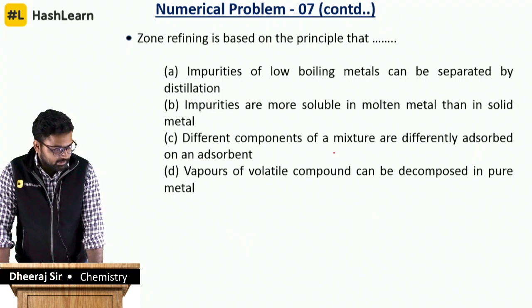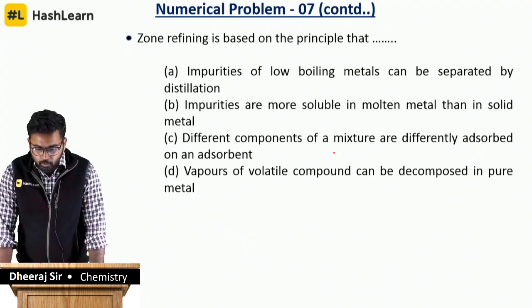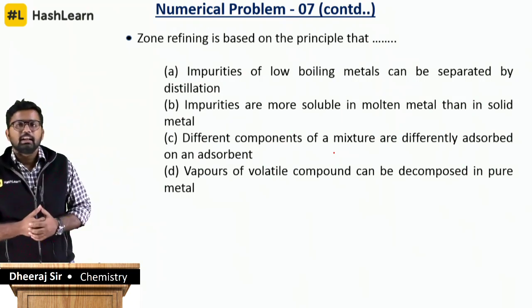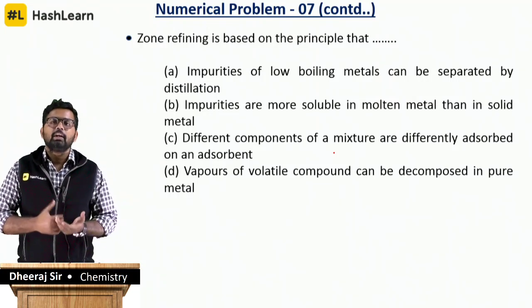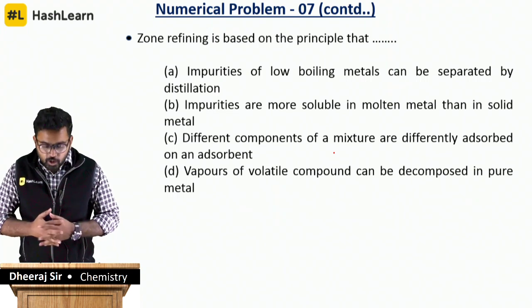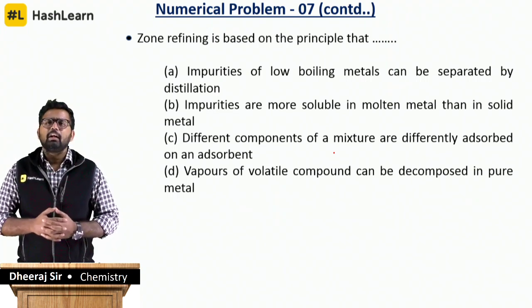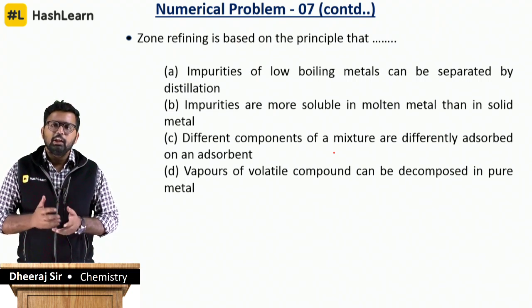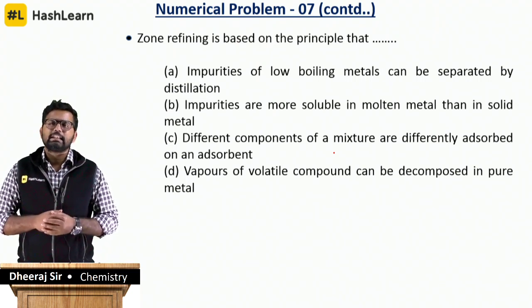So Sakshi says 7A. Impurities of low boiling metals can be separated by distillation. If impurities of low boiling metal can be separated at distillation, you need to know, Sakshi, that distillation means where a liquid remains as a liquid and the other liquid escapes as vapors. So usually it is quite difficult to convert a pure metal or a metal with impurities into vapor form, because that would need excessive energy.